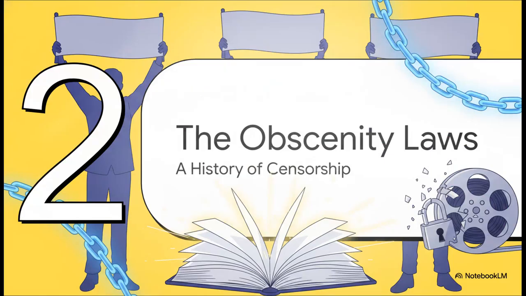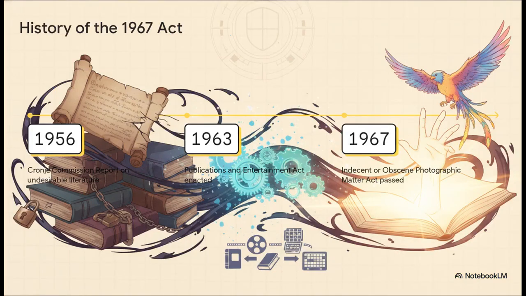Let's move to Section 2 and see how this builds: the obscenity laws and a history of censorship. To really grasp why those 150 tapes were illegal in the first place, we gotta zoom out a bit. The 1967 Act didn't just appear out of thin air. It traces all the way back to the 1956 Cronje Commission report on undesirable literature. That report laid the foundation for the 1963 Act and eventually the 1967 Act that our applicants were charged under.